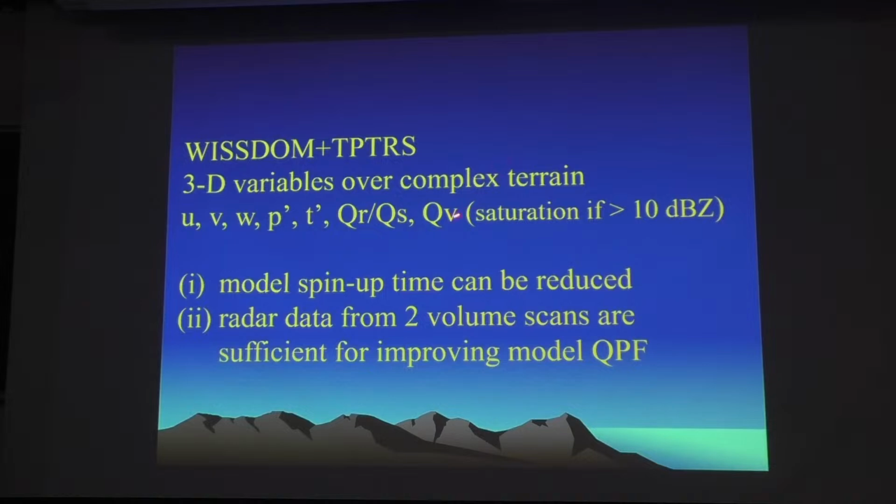When we estimate QV, we assume that when the radar reflectivity is greater than 10 dBZ, the air parcel is saturated. Then we can estimate the QV. And then we can assimilate those variables into the model, and we found the model's spin-up time can be reduced. And the radar data from only two volume scans are sufficient for improving the model QPF.